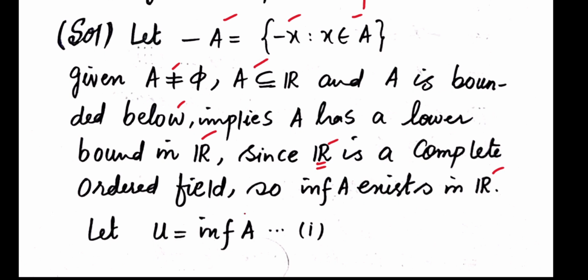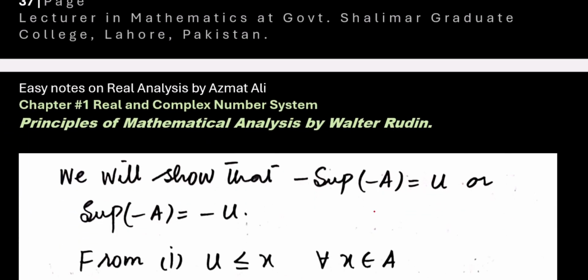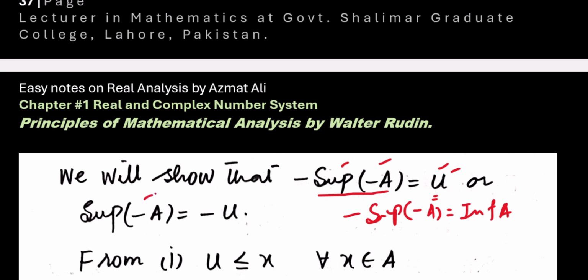Suppose infimum of A is equal to U. Now we have to show that minus times supremum of minus A is equal to U, because our required result is supremum of minus A is equal to infimum of A. We have assumed infimum of A is equal to U. It means we have to show that minus times supremum of minus A is equal to U. Or in other words, if you multiply minus on both sides, supremum of minus A is equal to minus U.